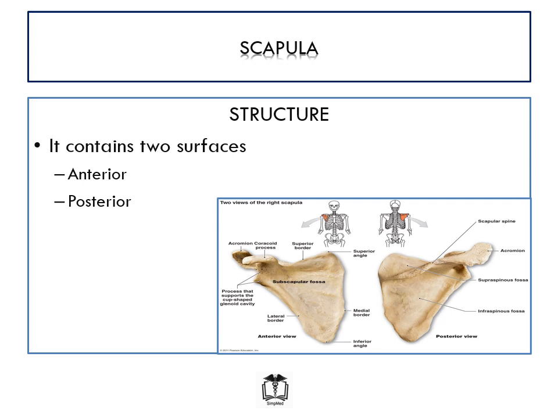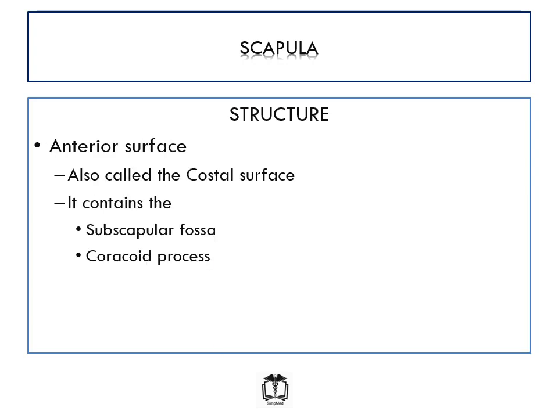Now, I already mentioned this in the previous slide. The scapula tends to contain two surfaces, anterior surface or the costal surface, as you can see, and then the posterior surface or the vertebral surface, as you can see. So among the three processes and the three fossas of the scapula that we mentioned, the anterior surface tends to contain one of each. So in the anterior surface of the scapula, we have the subscapular fossa being the fossa dominant there, and we have the coracoid process being the process dominant there.